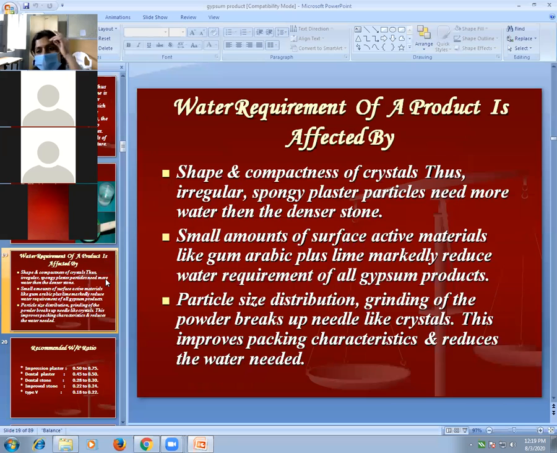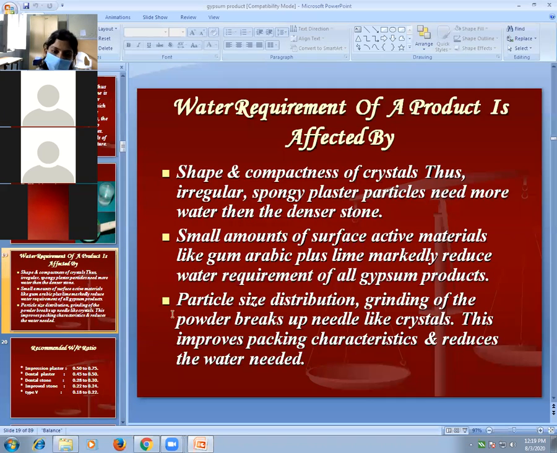The water requirement of the product is affected by setting. I told you already that the shape and compactness of the crystals matter, so irregular, spongy plaster particles need more water than the denser stone. A small amount of surface active materials like gum arabic, pulp, plus lime markedly reduces the water requirement of all the gypsum products. Particle size distribution and grinding of the powder break up the needle-like crystals and thus improve the packing characteristics and reduce the water need.